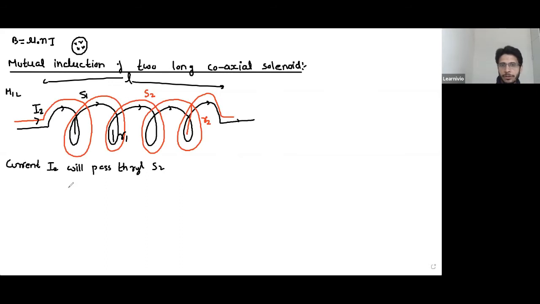M12 is when there is EMF induced in S2, right? No. M12 means when EMF is induced in the first coil due to the second coil. It means current is passing through the second coil and EMF is in the first coil. When you are writing M21, EMF is induced in the second coil due to the first coil. It means current is through the first coil and EMF is in the second coil.